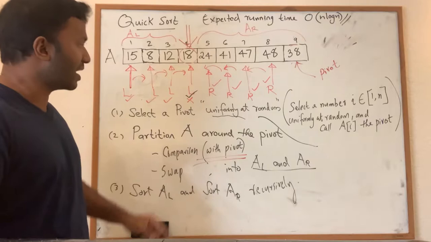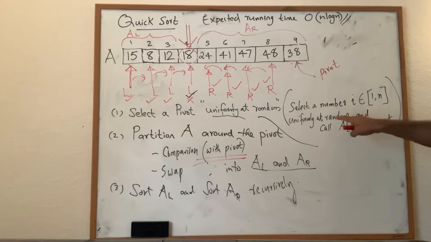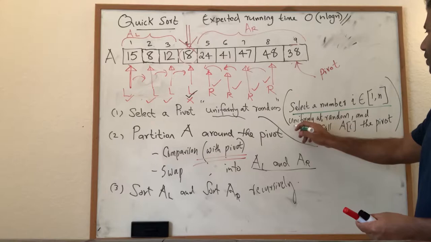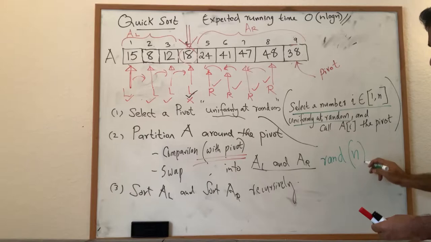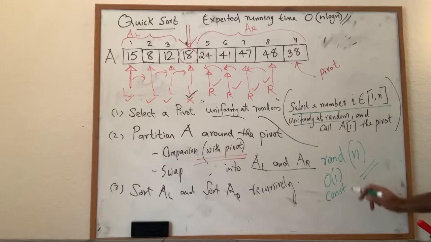So one last thing I want to mention before we get into the analysis is how we select a number between 1 and n uniformly at random. So how exactly do we do this? For this, we assume that, let's say, the computer already has a function, something like rand n, which can give you this. So the function rand n takes, let's say, a constant amount of time. Constant time. So let's assume that.